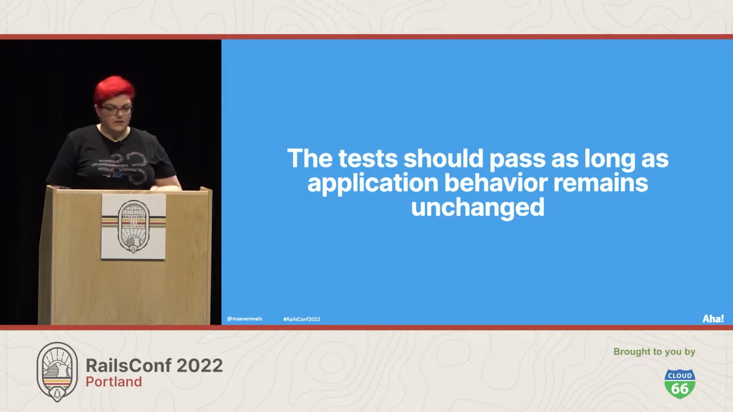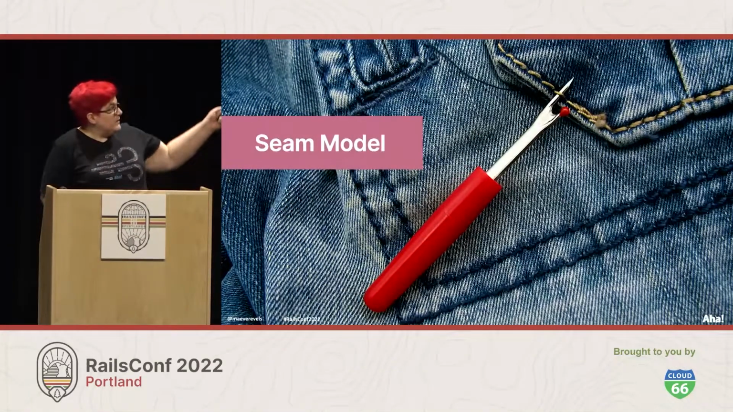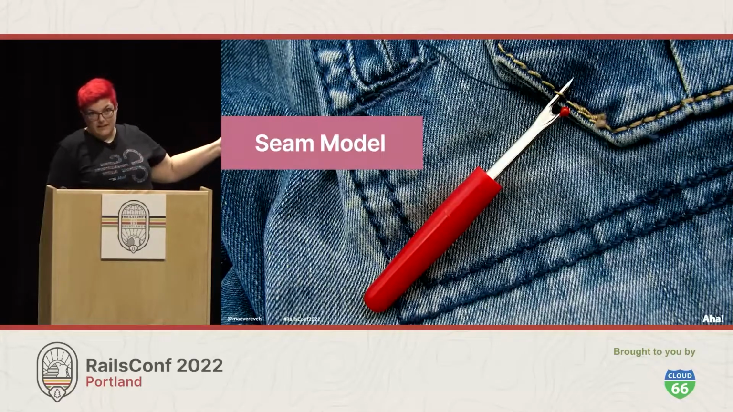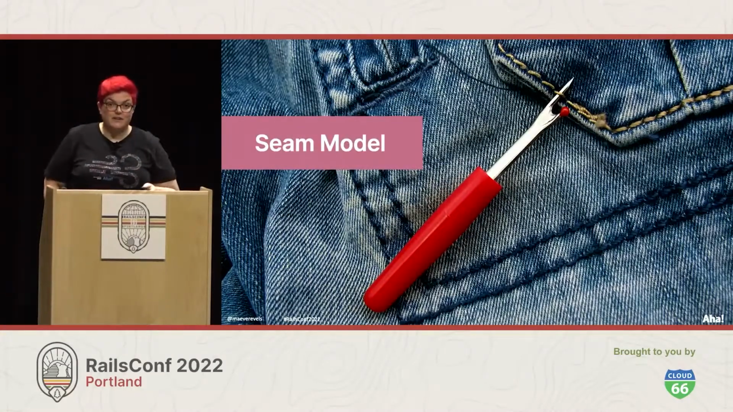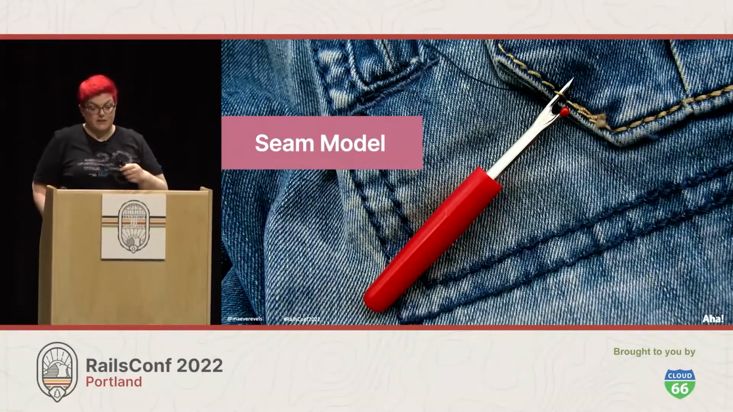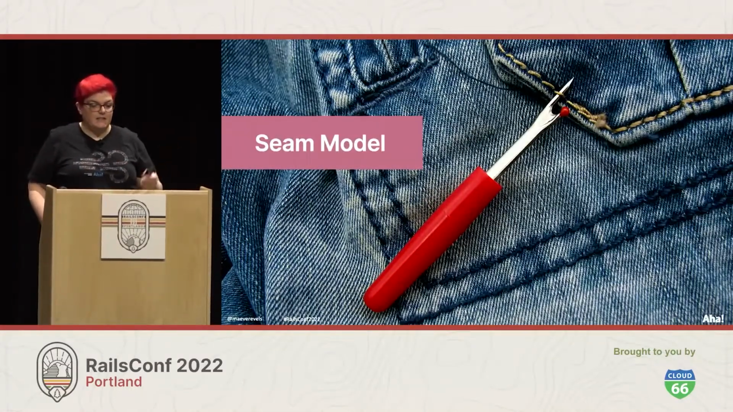There's a model that I use to help me with all of this. It's called the seam model. If you're not familiar with this hand tool here, it's a seam ripper, and it's usually the first thing you reach for when you want to fix a mistake. So in software, the behavioral seam model is based on that same Michael Feathers book I told you about, and it's got a couple key concepts.